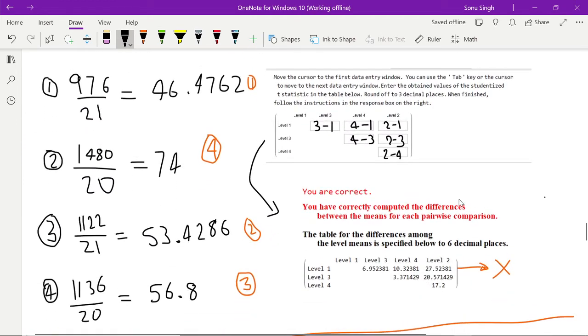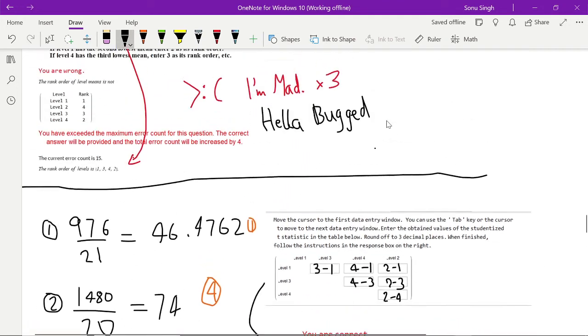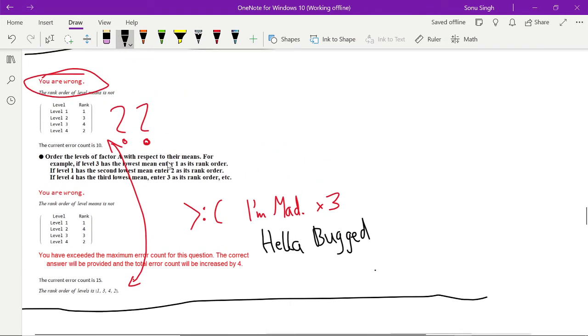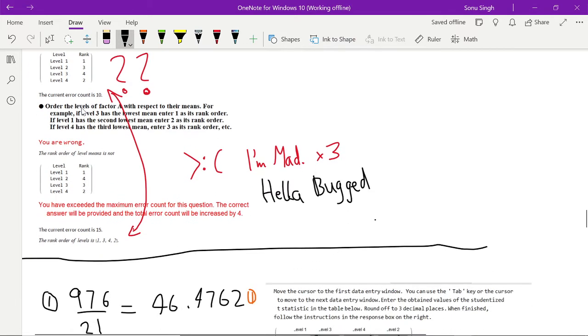If you scroll down, you would see that I've already ordered them. So this one is the lowest, this one was the highest, this one's the second lowest, this one's the second highest. And then you would first order it in that order. You would be given something like: order the levels of factor A for the means. If level 3 is the lowest, put it in rank order number 1. So you see right here, and how I'm really mad about that.